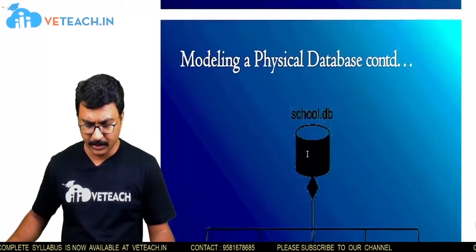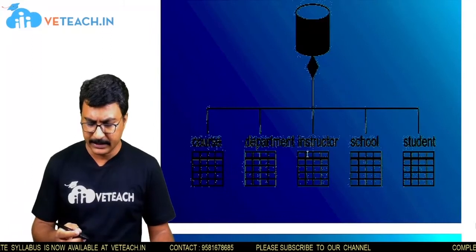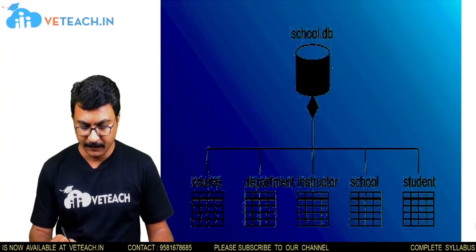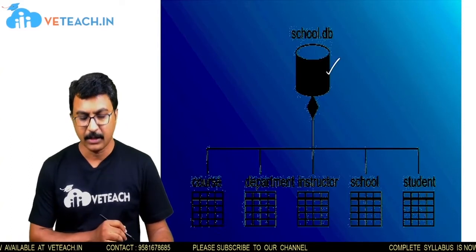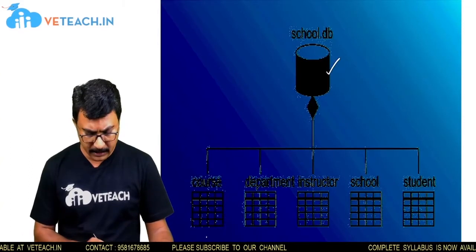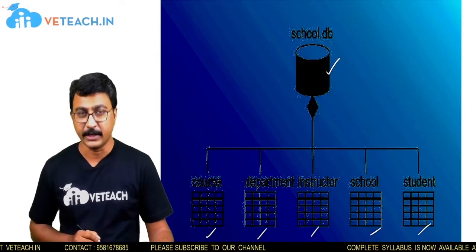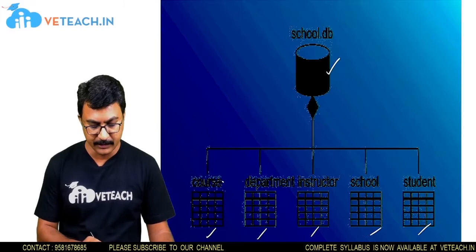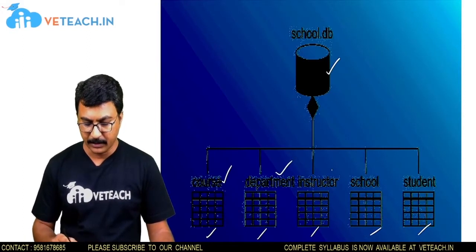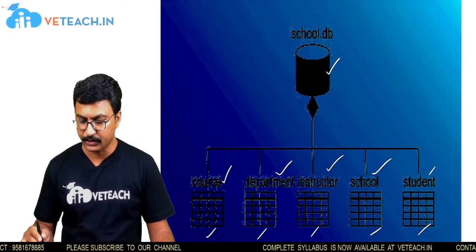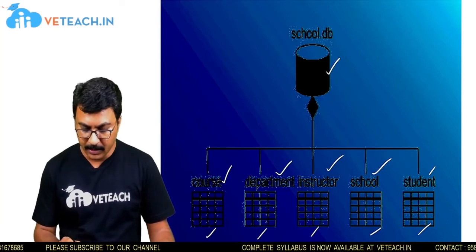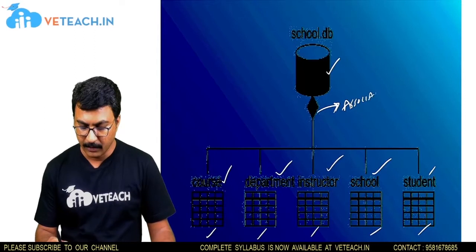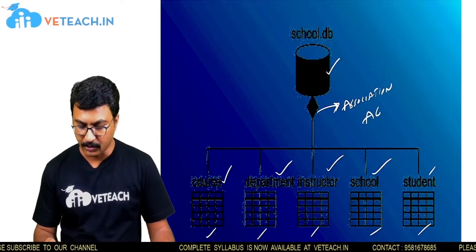Taking up an example, you see here there is a school database being shown. Physically, a stereotyped component has been shown. And there are 5 tables, which are also stereotyped: a table has been created for course, department, instructor, school and student. All these are being shown with an association relationship with a bond of aggregation.